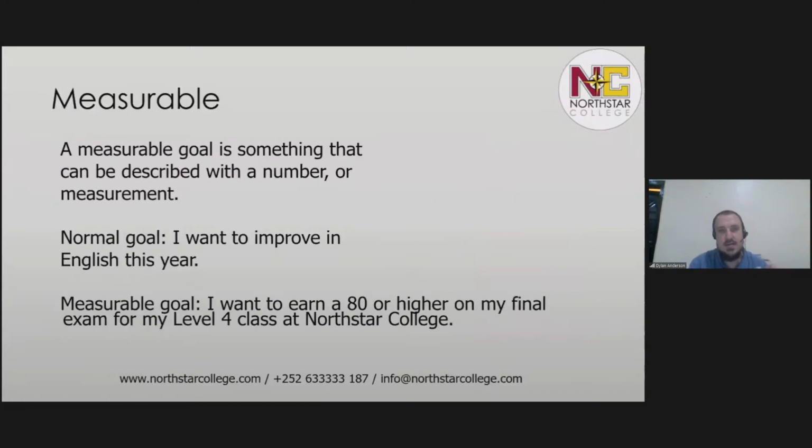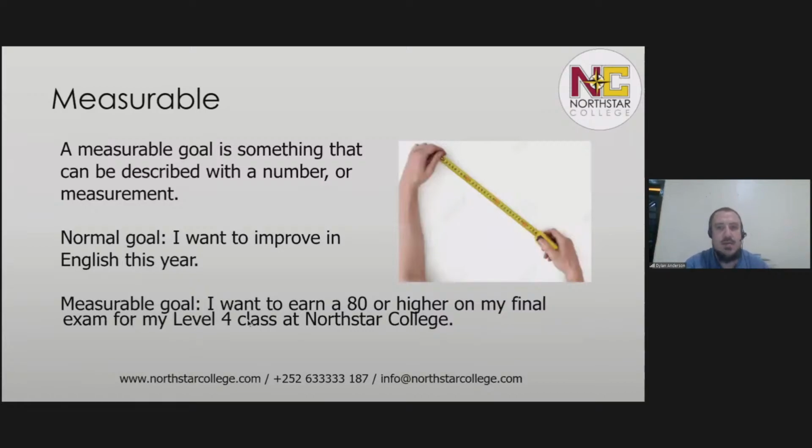The next letter in S.M.A.R.T, we did S, which is specific. Now we're going to do M, which is measurable. A measurable goal is something that can be described with a number or a measurement. Some of you might not know what this is. This is called a measuring tape. Right? It measures the distance of things. And that should be your idea behind your goals.